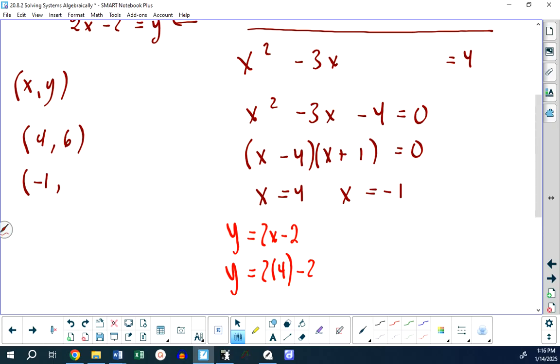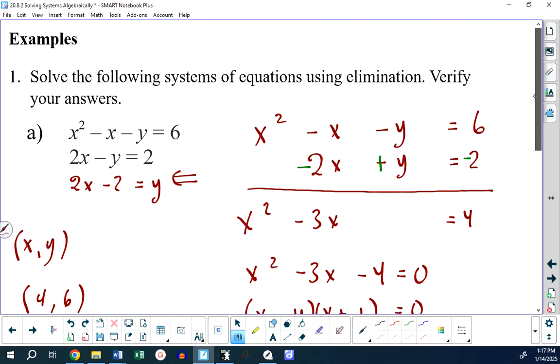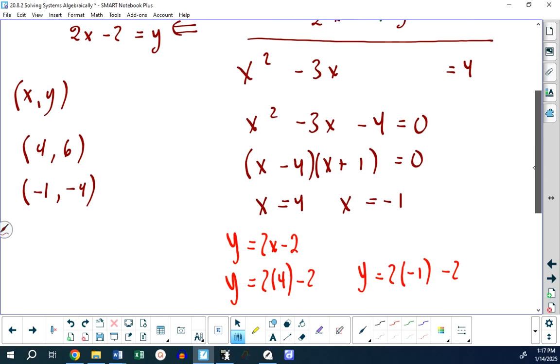And then I can go ahead and do the same thing here, put in negative 1 and get negative 4, I think. You better just double check me here. Okay. Those are the two solutions. I don't know if we were asked to verify them, but if we were, I'm not going to spend our class time. Yeah, we are.